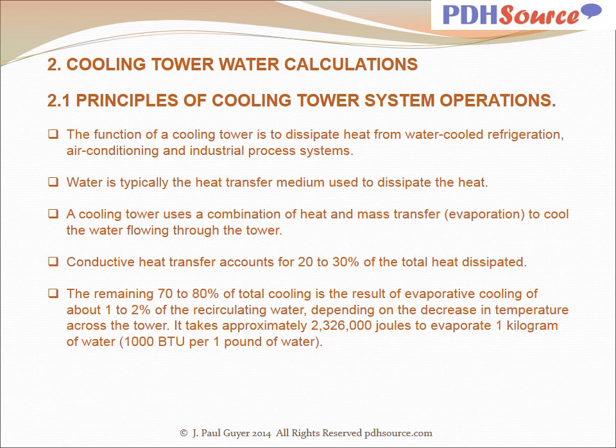Conductive heat transfer accounts for 20 to 30% of the total heat dissipated. The remaining 70 to 80% of total cooling is the result of evaporative cooling of about 1 to 2% of the recirculating water, depending on the decrease in temperature across the tower. It takes approximately 2,326,000 joules to evaporate 1 kilogram of water, that is 1,000 BTUs per 1 pound of water.